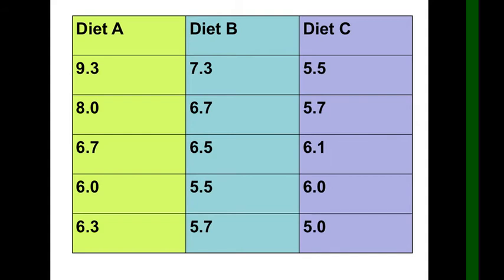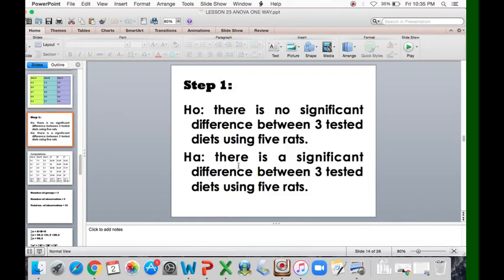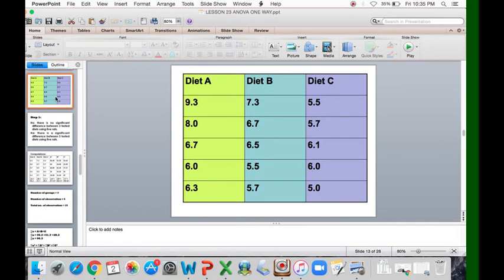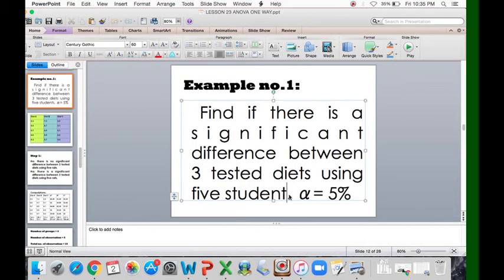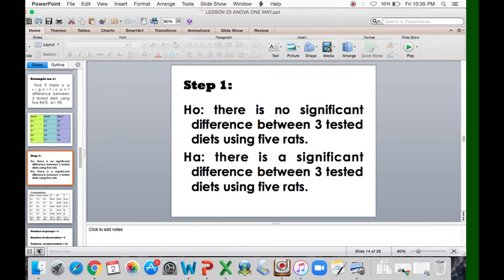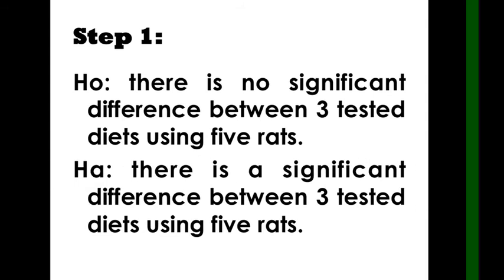So I think the appropriate word here is rats, not students. Okay, we will change it first before we proceed to our lesson. So it's rats. Okay, so let's proceed to step 1. Step 1 is H0, or the null hypothesis: there is no significant difference between the 3 tested diets using 5 rats. HA: there is a significant difference between the 3 tested diets using 5 rats.